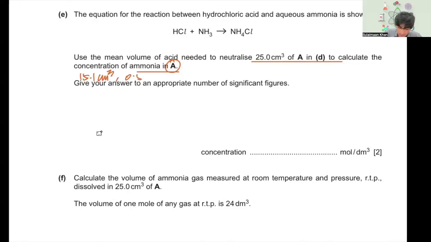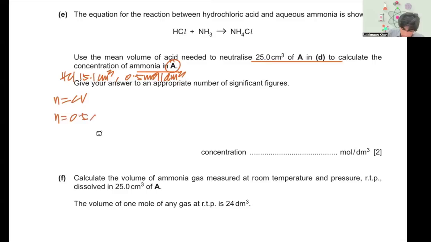And what's the concentration of the hydrochloric acid used in A? That's given to you, 0.5 mole per dm cube. You could use these two to find the moles of HCl, use the equation to find the moles of aqueous ammonia, and then use n equals CV to find the concentration of aqueous ammonia, because once you have the moles, you also have the volume, and you're going to get the answer, right? So n is equal to CV. Moles, how many? We have to figure that out.